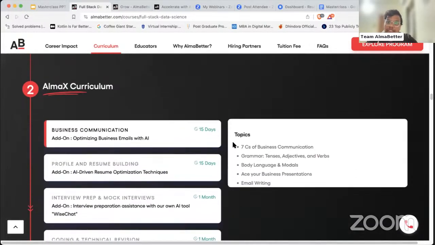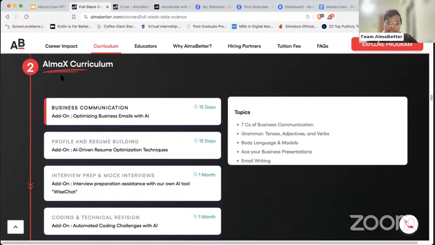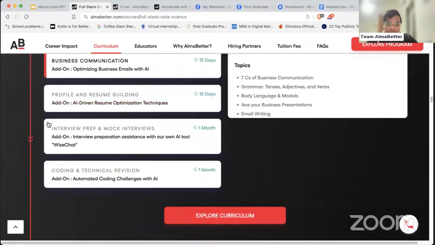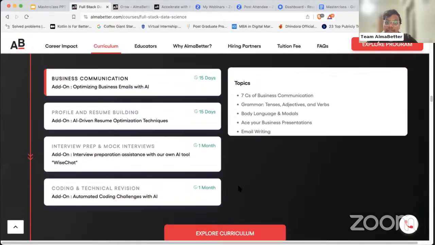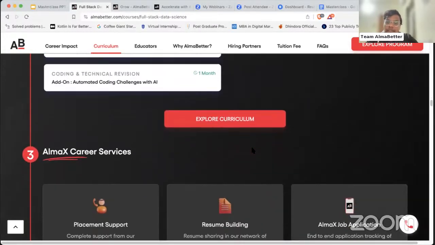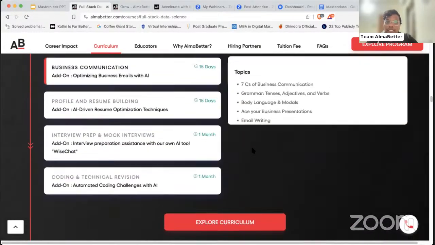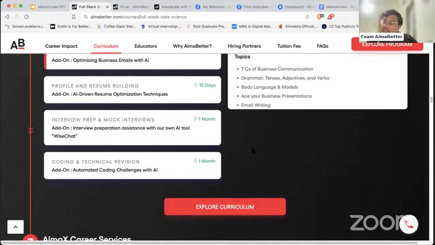Once you get into Alma X, it's in our hand that we have to place you. So you have to go through these things, right? First, business communication classes, then profile building, then interview prep, mock interviews, then coding and technical revision, and all those things. Once you have completed these things, we will apply for jobs for you, and you have to attend interviews. And once you are done with the interviews, you are placed.